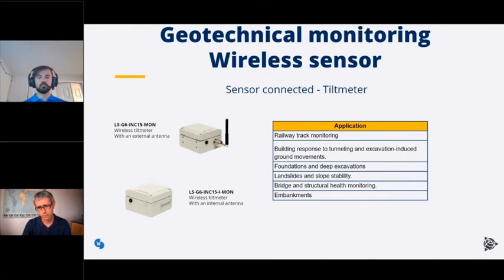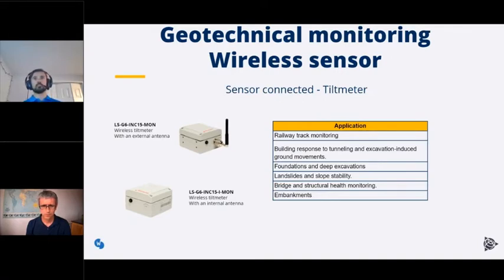For the wireless sensor, I think we can focus on this to start. My advice for people who are starting with geotechnical sensors is not to start directly with a piezometer or IPA. If you want to try first, I suggest starting with a wireless sensor like a tilt meter and a laser tilt. It's very easy to use, and for most of our customers and use cases, you can use this. It's used in railway track monitoring, building response to tunnel excavation, foundation and deep excavation, landslide, bridge, and also embankments.